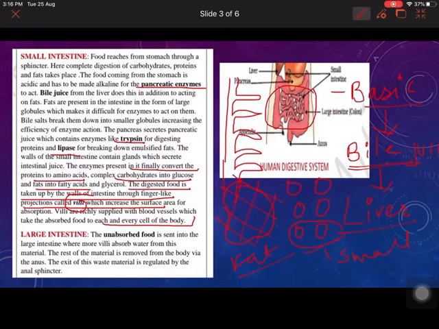Next is the large intestine. The food which has not been digested is sent to the large intestine, where villi are present and absorb the excess water from it. The rest of the material is removed from the body via the anus as waste material. So this is how the complete digestion of your food takes place in the body.